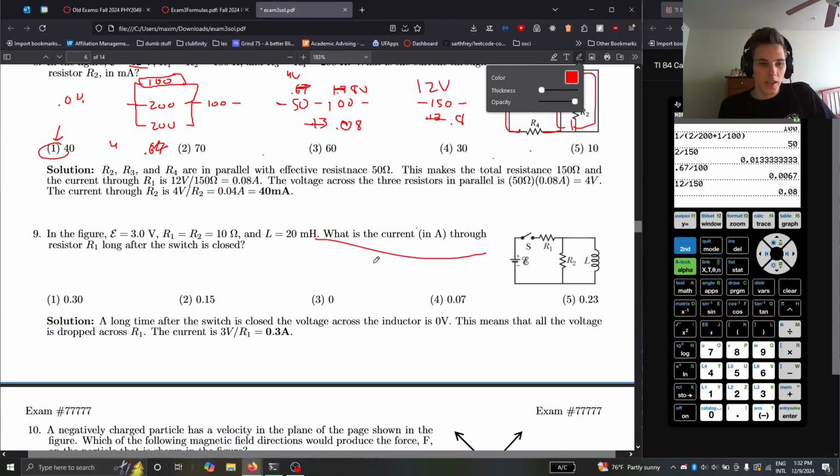All right, what's the current in amps through resistor R1 long after the switch is closed? So this is an inductor. What happens is it resists changes in current. So if the switch is closed, all of this portion of the circuit will jump from 0 amps going through it to all of the amps from this EMF. And so this will kind of keep it at 0. So this part will not exist. Everything will just flow through here.